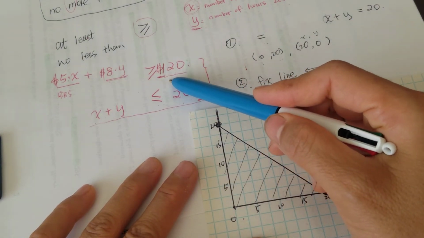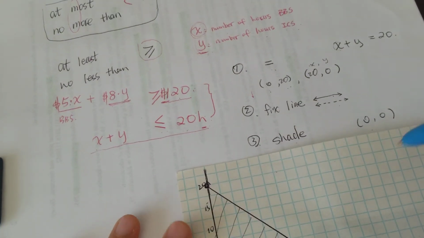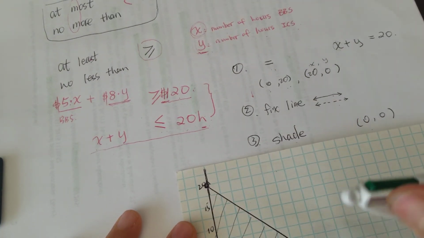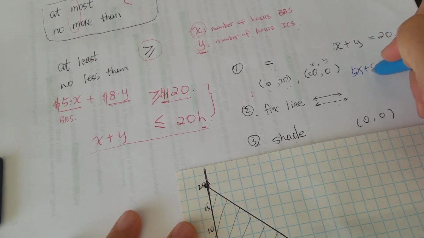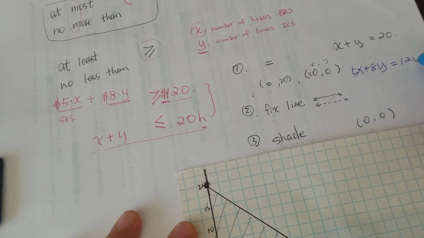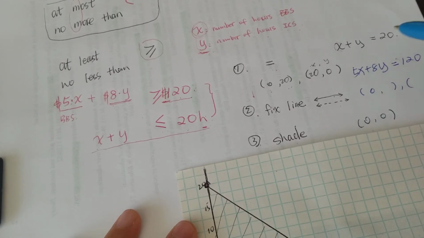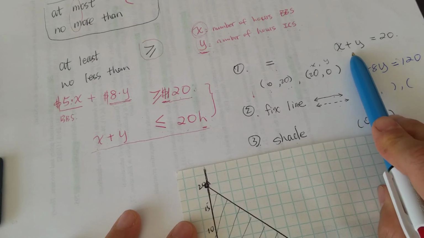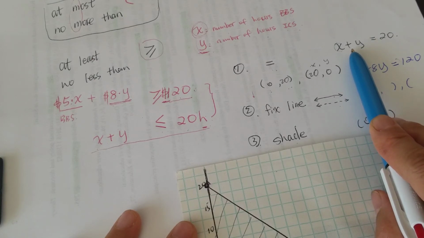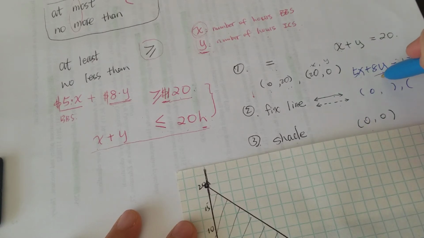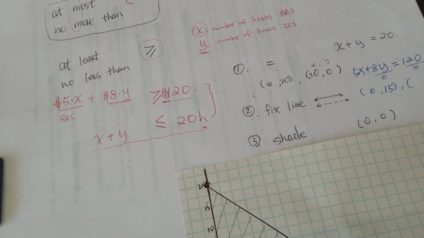Now let's see this one. It seems a little bit complicated, but it's not that bad. So when we have 5x plus 8y equals 120, remember, pretend it's equal. Now I need to find the x and y intercepts. When x is 0, we have 8y equals 120. You divide by 8 on both sides in order to find your y, where you have 0 and 15, right?